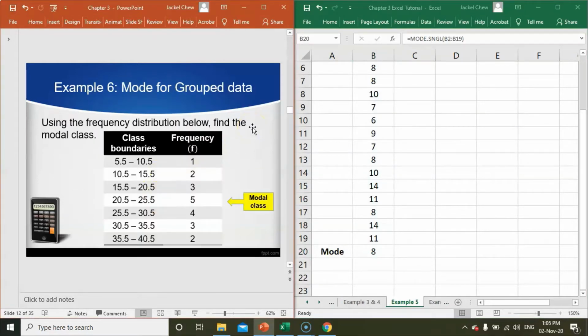To find the mode for grouped data, basically we need to refer to the frequency distribution. We just need to observe which class boundary has the highest frequency, and that's your modal class.